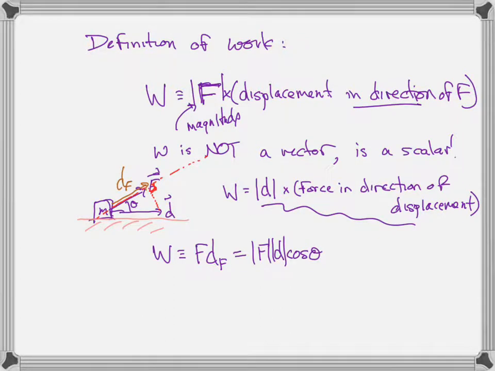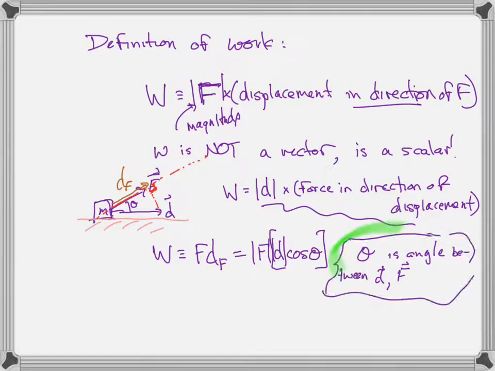Because d cosine theta is the component of d in the direction of f, where theta, and this is what's really important, is the angle between d and f. It's not the angle that it makes with an x-axis or y-axis, so you've got to be careful of that. It's the angle between d and f. Really important to remember that. Theta is not the angle we make with some arbitrary axis, it's only the angle between d and f. So this is a good definition of work.